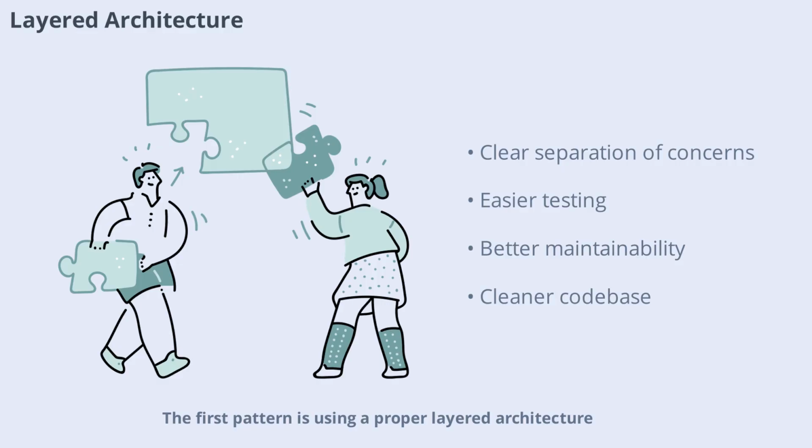First pattern is using a proper layered architecture. Many developers know about the controller, service, and repository layers, but often mix business logic, database logic, and request handling in the same class. This quickly becomes unmanageable as your application grows. A clean separation of responsibilities means your controller handles HTTP requests, the service contains business logic, and the repository manages database operations. This structure makes your code easier to test, maintain, and scale, especially in larger teams.